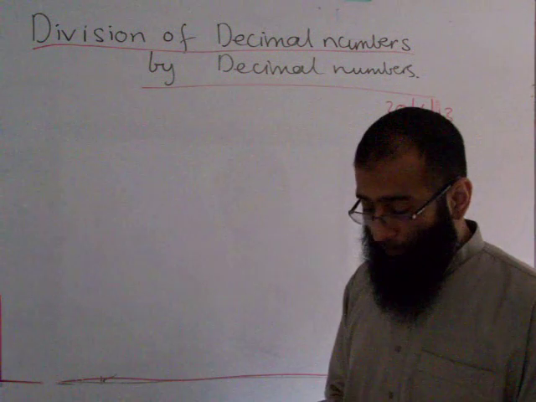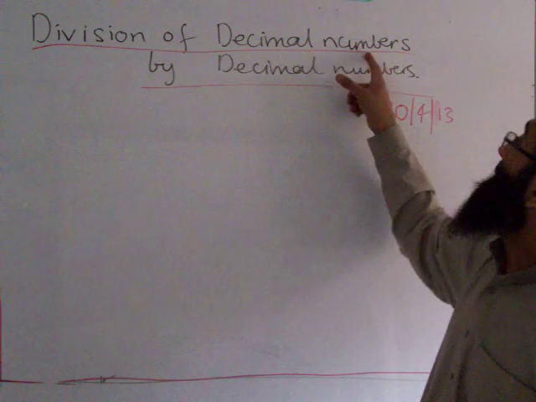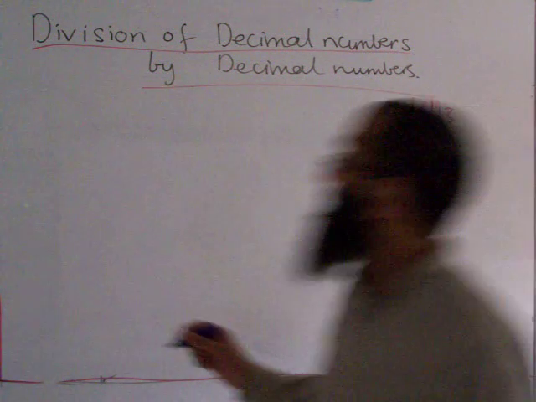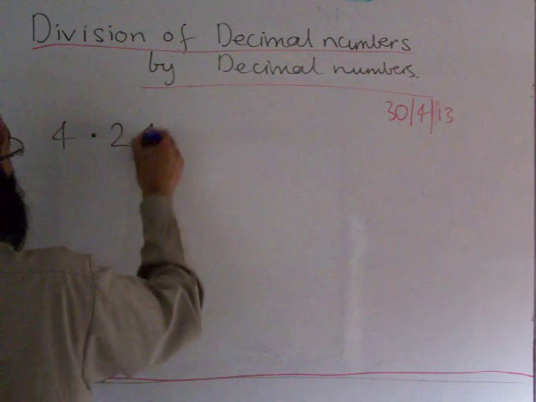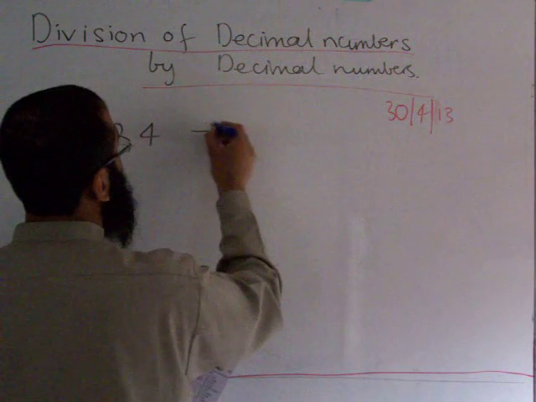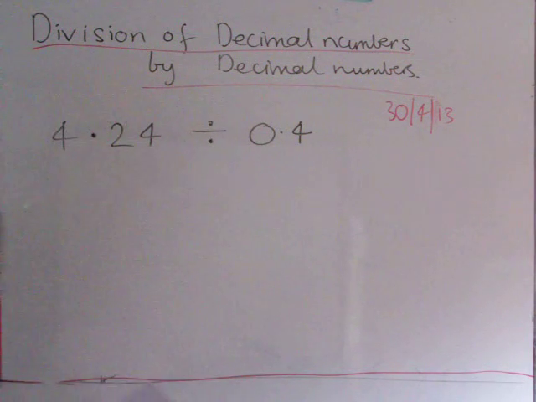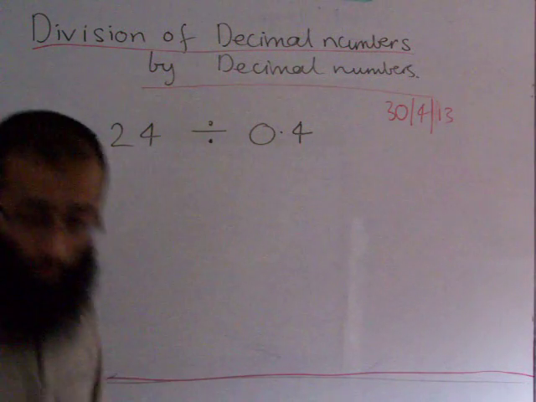Right, okay. So division of decimal numbers by decimal numbers. So let's look at our first example without any further delay. Okay, 4.24 divided by 0.4.